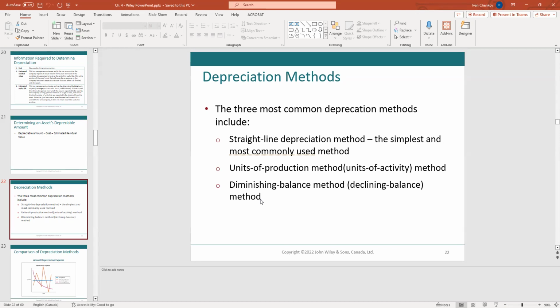And the last one is the diminishing balance method, which is also the declining balance method, which means we're going to start by taking an amount, and every time the balance of the asset is going to go down. So we're taking the same percentage, which means that slowly we're going to decline the balance of the machine.